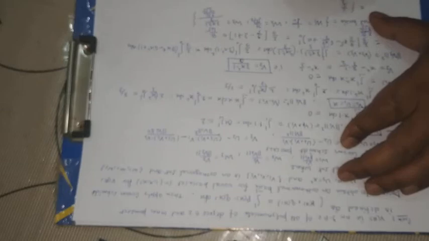Now we can simplify. Then we get the basis set equal to 1 upon under root 2, under root 3 by 2 x, and (3x square minus 1) under root 5 upon 2 under root 2. This is the orthonormal basis set.